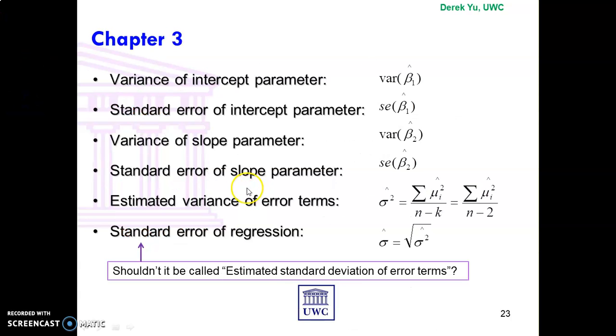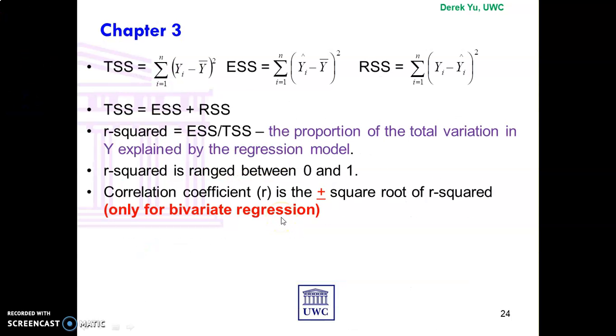Okay. And then I can skip this one. Okay, R square for bivariate regression. Keep in mind the square root of the R square actually gives you the correlation coefficient, but only for bivariate regression. And R square has a range of 0 and 1. R square actually means the goodness of fit of your regression.